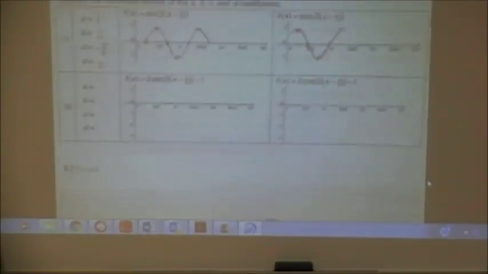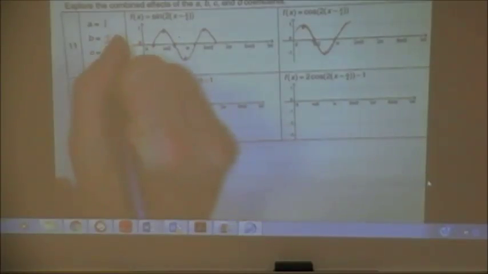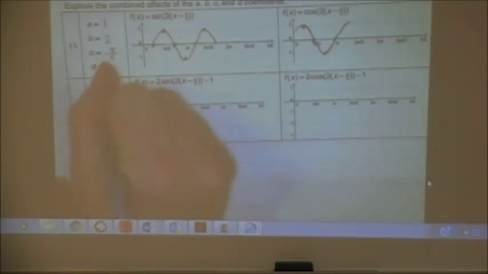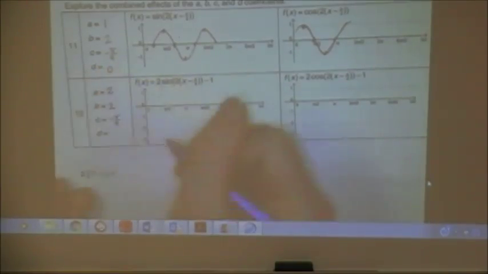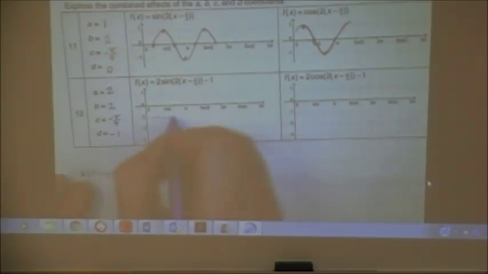All right, so now we've got one that's got every kind of change. It's got both a vertical and a horizontal stretch/compression. It's got a vertical translation and a horizontal translation. So your A value, remember that's your amplitude, is 2. Your B value is 2. Your C value is minus pi over 4. And your D value is minus 1. Once I know my D value, I can put in my central axis. That might help me with my graphing.